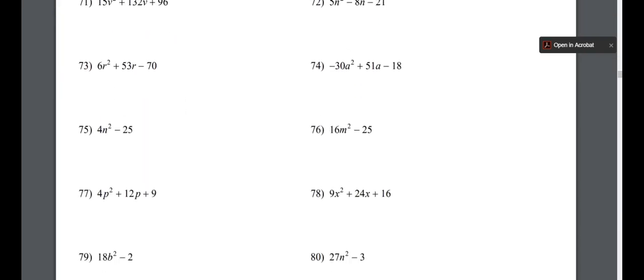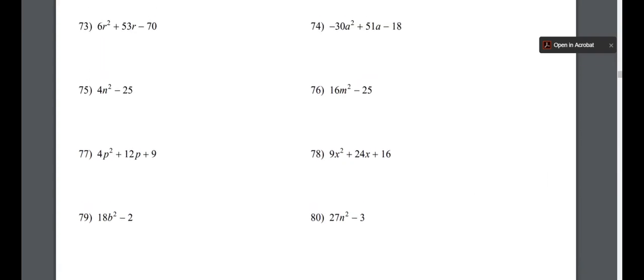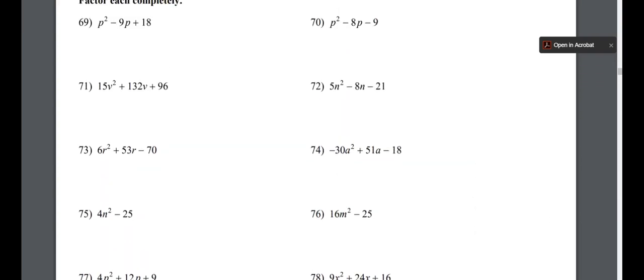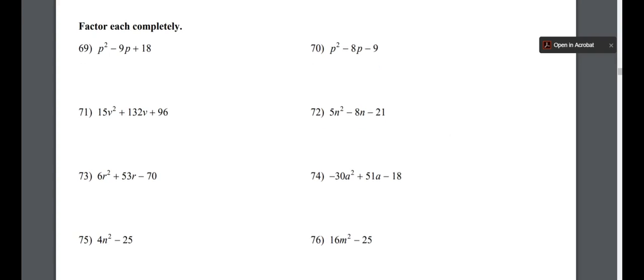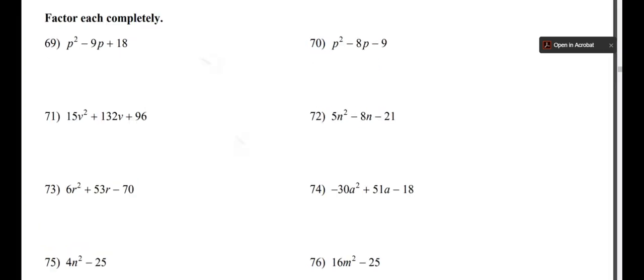Are you talking about factoring quadratics? Yeah. Okay. All right. So here are some factoring questions.